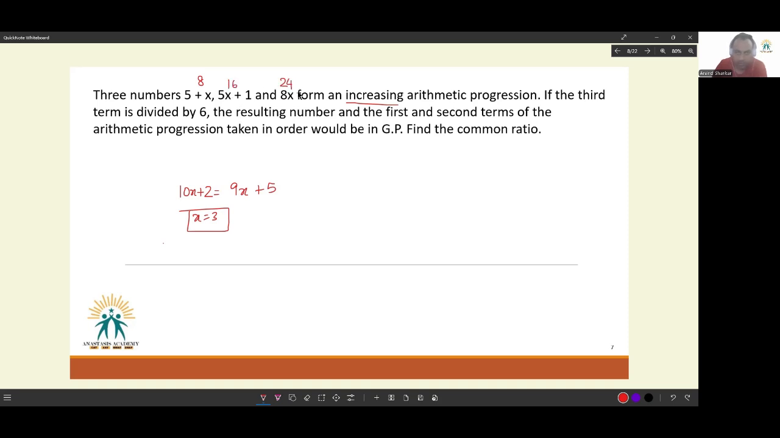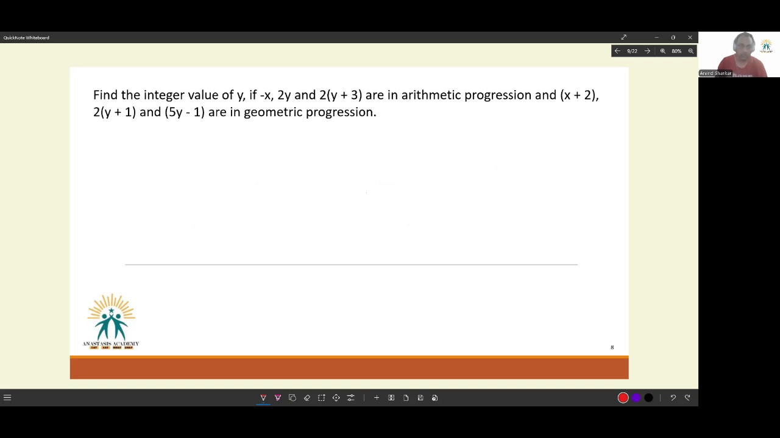Great. If the third term is divided by 6, 24 by 6 gets me to 4. The resulting number and the first and second terms of the arithmetic progression, taken in order, would be a GP. So 4, 8, and 16. Yes, this is a GP. Find the common ratio. The common ratio clearly is 2. 4 into 2 gets me to 8, 8 into 2 gets me to 16. So the common ratio here is 2. Next question.